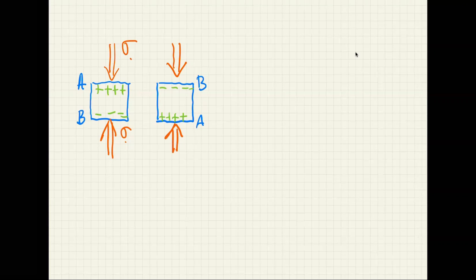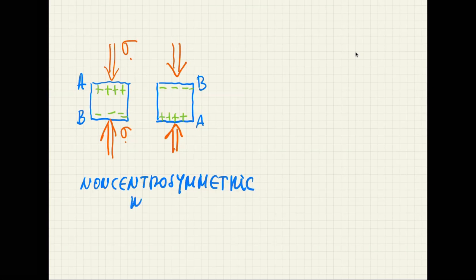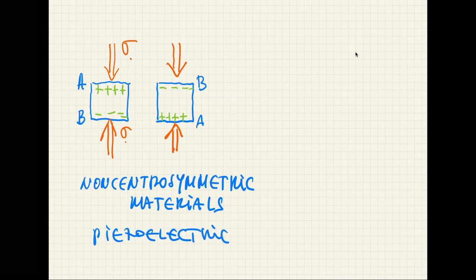And we call those materials, there is a more rigorous definition, and we will come to that later, but these are non-centrosymmetric materials, and they are piezoelectric, most of them. There are some exceptions, as you will see later.